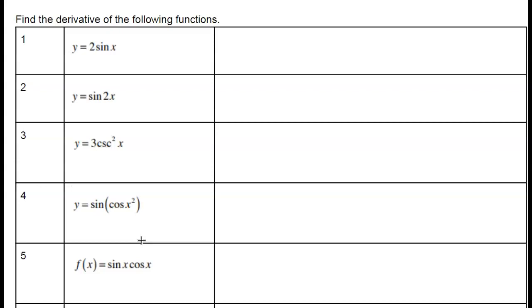All right. So on the first one, it's 2 times sine. So remember, when you multiply, I can just take that 2 and then I want to multiply by the derivative of sine, which is cosine. And there's nothing to clean up. So that's done. All right.